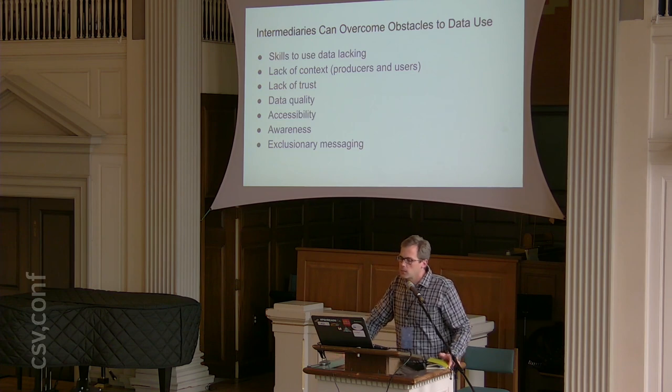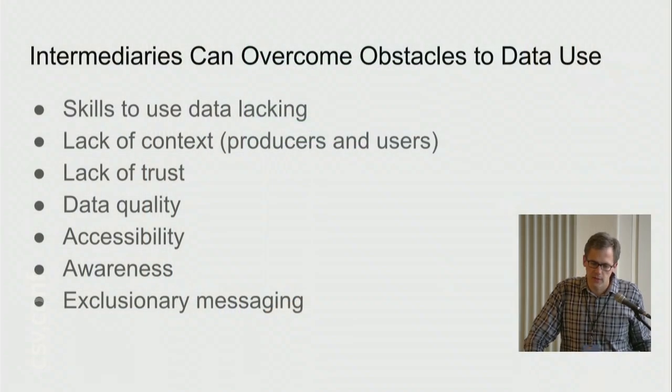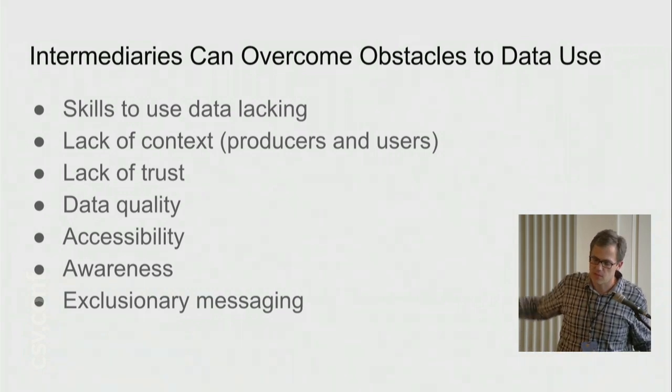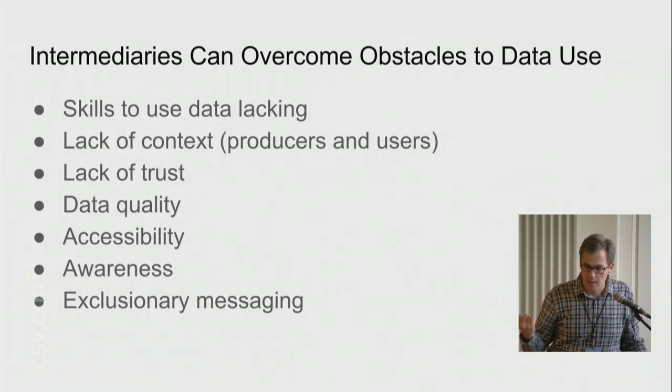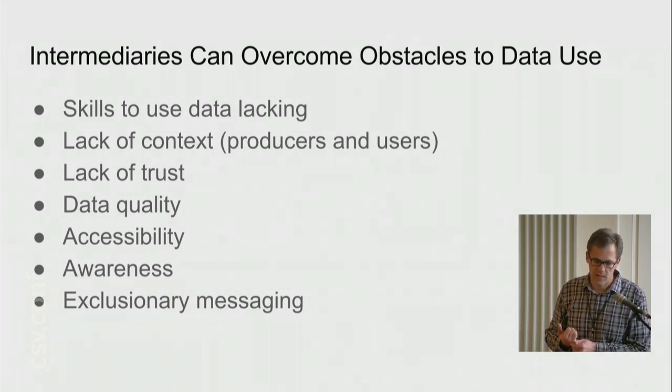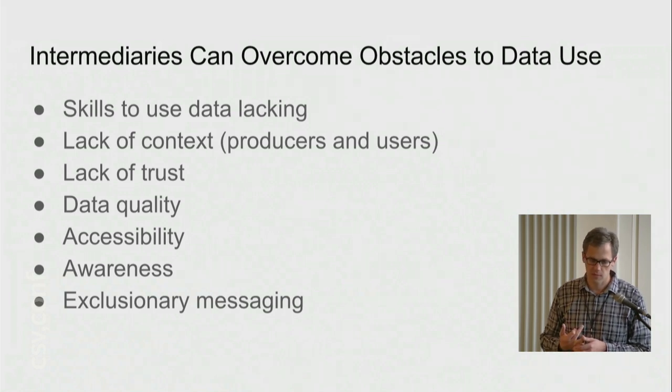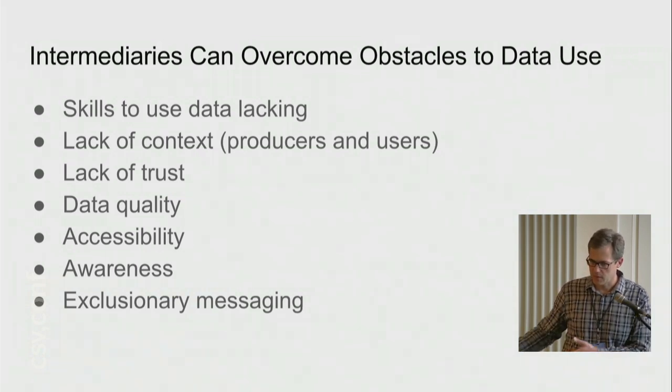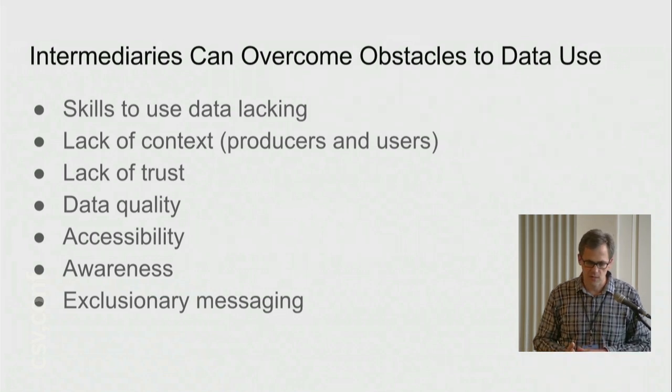So really, intermediaries are really important to overcome obstacles to data use, and this is just me putting a list of things together, but you could see things that get in the way of people using data. The skills aren't out there for the data users to make use of raw data, for example. Both the producers and the data users lack context, so how is the data created? What does the community need? All those things are missing.